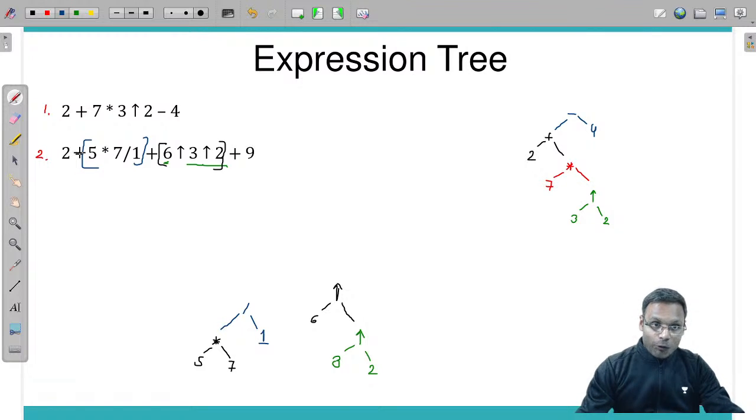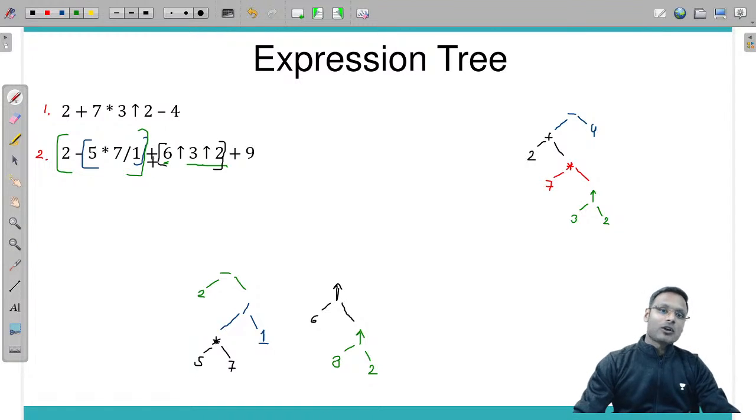Minus. So for minus, leftmost operand is 2, right operand is this. So first you are going to solve this minus, left operand is 2, right operand is this. Now this much is done. Next operator you are going to solve is this particular plus. Let's solve this particular plus. So left operand is the result of this subtree, and right operand is the result of this subtree. So for the plus, left operand is this one, right operand is this one.